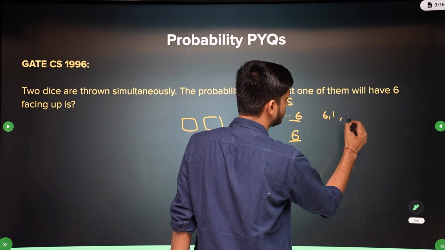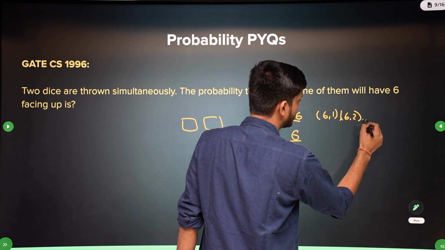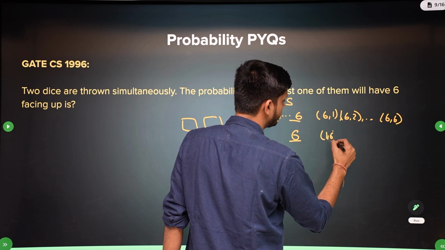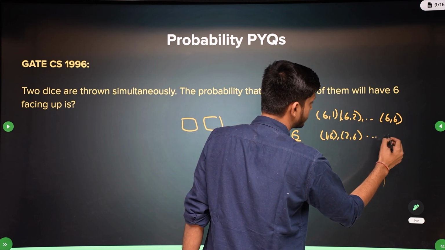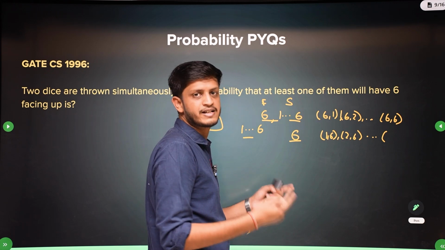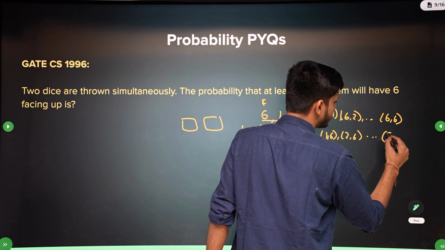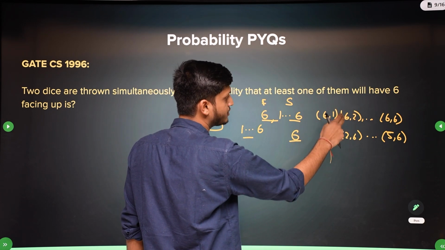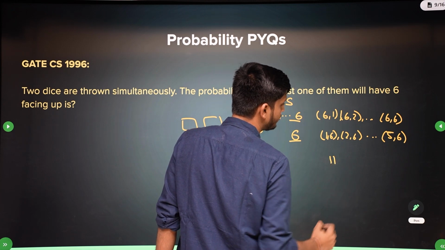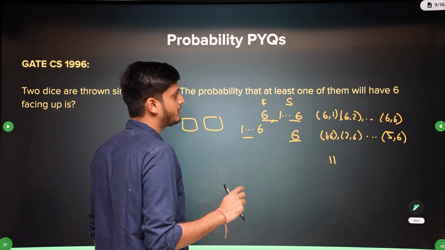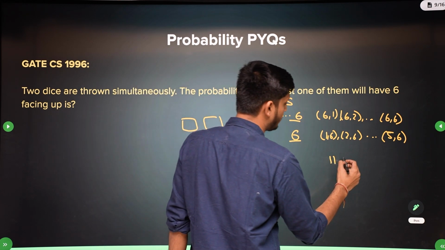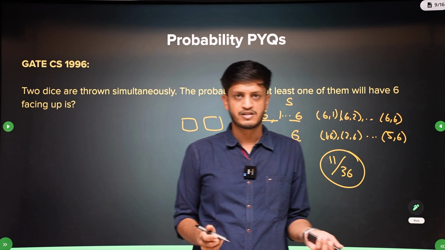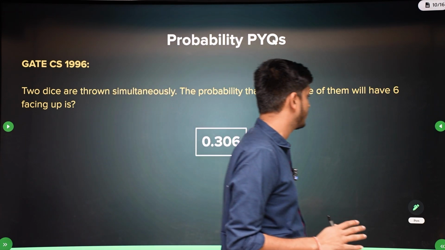6, 1, 6, 2, up to 6, 6. And what are the cases present here? 1, 6, 2, 6, up to 6, 6. So I should not include 6, 6 again, right? I should not overcount it twice. So let me just add up to 5, 6 only. Because I already added 6, 6 here. So what is the total number of cases? 6 plus 5, which is 11. So there are 11 cases in which you get at least one of them having a 6 facing up, right? So the total probability is 11 by 36. Okay, these are the 11 cases in which you get at least one 6. Cool.